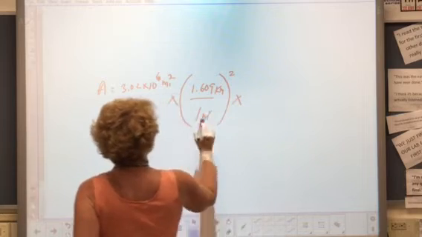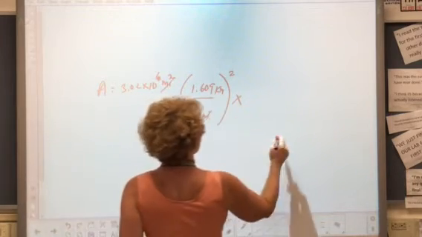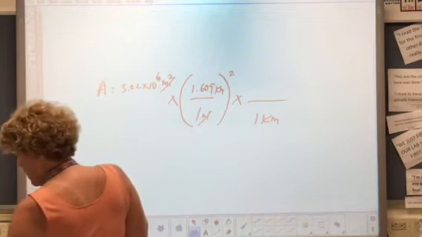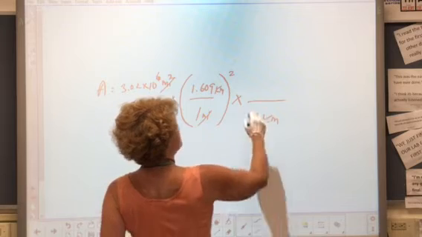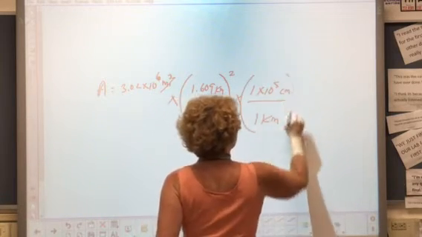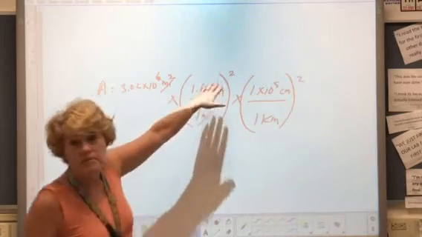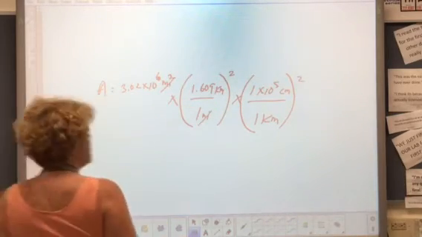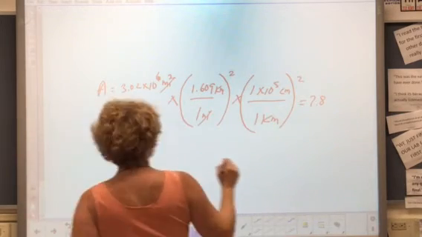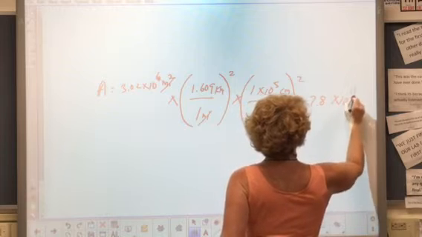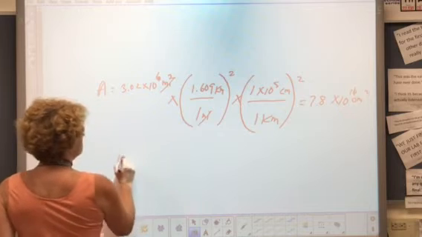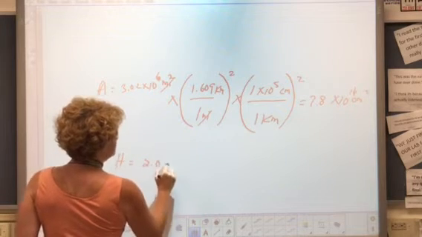Next, now I have the miles squared, it's going to cancel. Now I have kilometers squared, so I'm going to put 1 kilometer down here, and that's going to be equal, I'm going to go right to centimeters, so this is going to be 1 times 10 to the 5th centimeters, and this once again is squared, because I have to keep the same unit, and that's going to be equal to 7.8 times 10 to the 16th centimeters squared. Okay? And then we also have the height, which is equal to 2.0 inches.